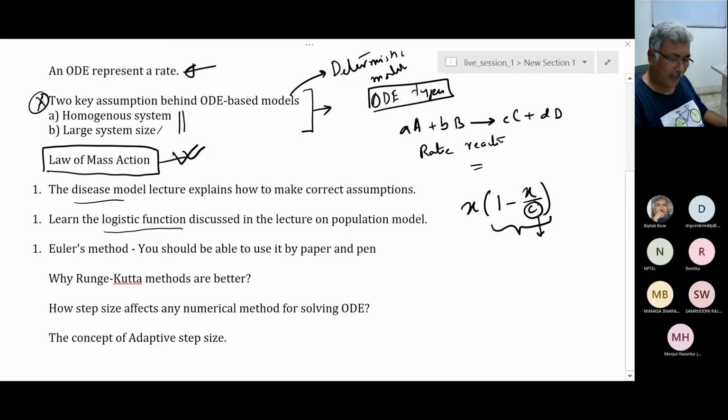C we call carrying capacity, right? So you should focus on that and try to understand what does that imply? What do you mean by that? And how the value of this c affects the behavior in terms of this function, which we call logistic function.